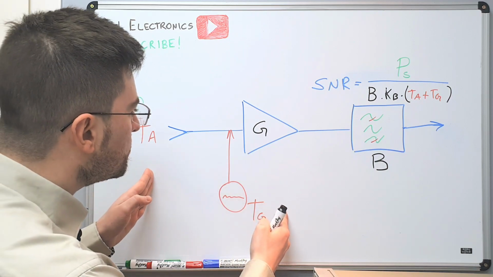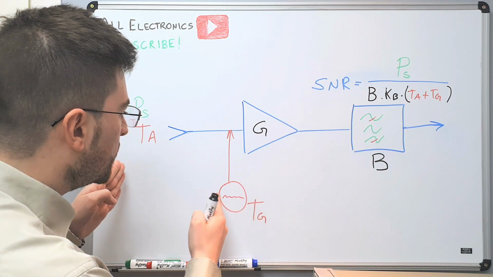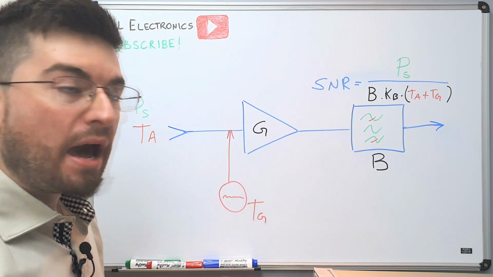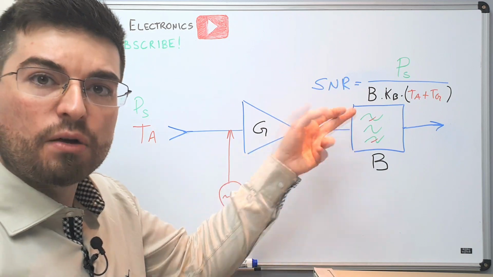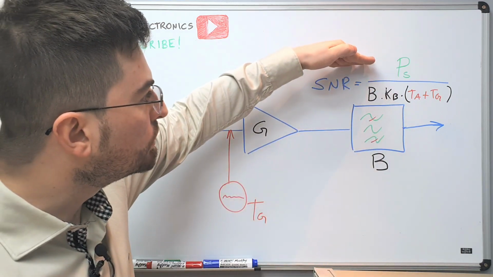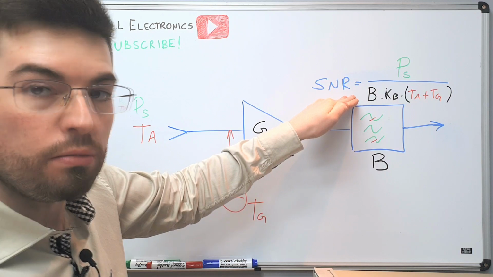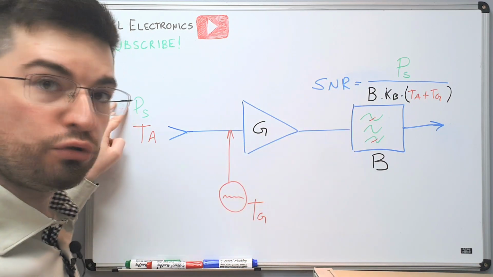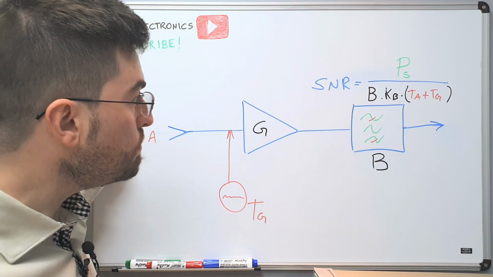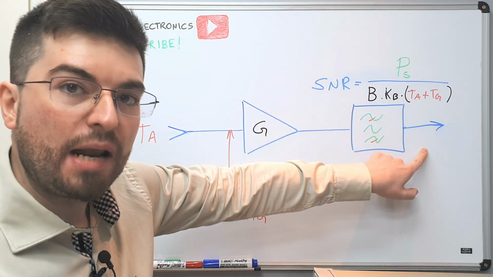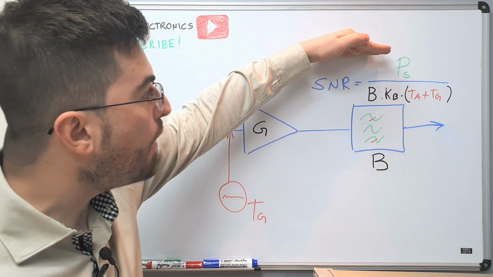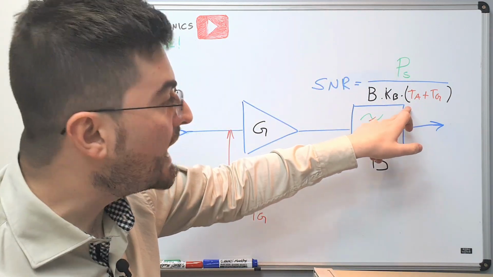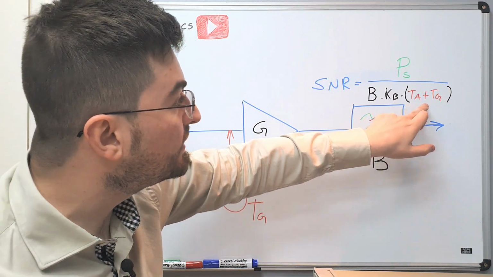As all the noise temperatures are referred to the input, the gain of the amplifier will not matter for the SNR calculation, because we have gain on the top and gain on the bottom. The gain is amplifying all the noise temperature and also the power of the signal. So the signal to noise ratio available on the output is the power of the signal over the power of the noise. That is a function of the temperatures.